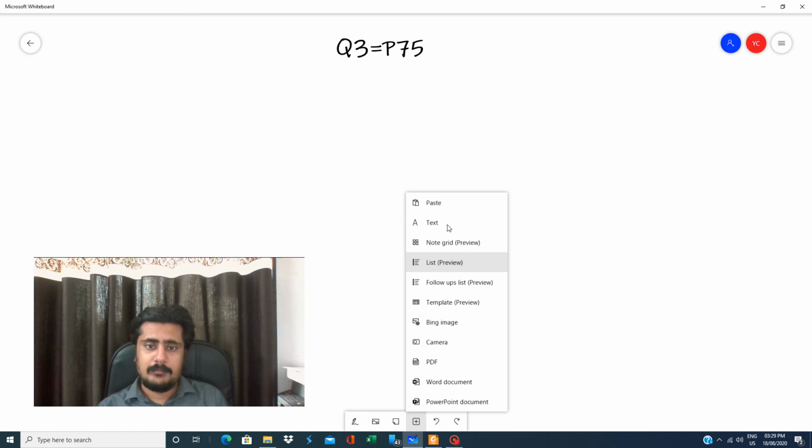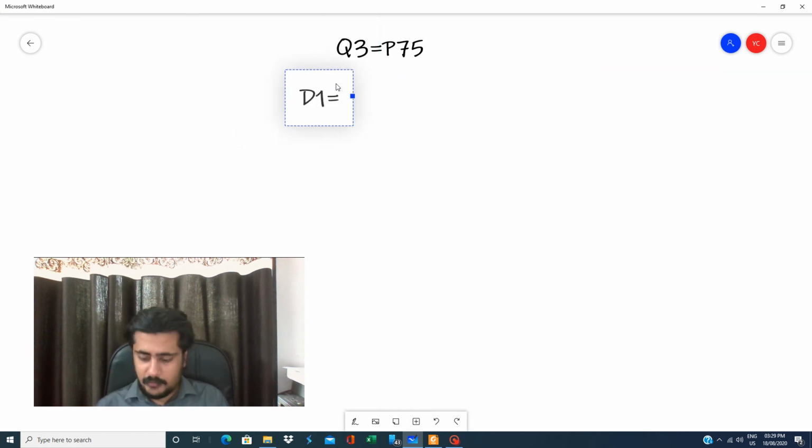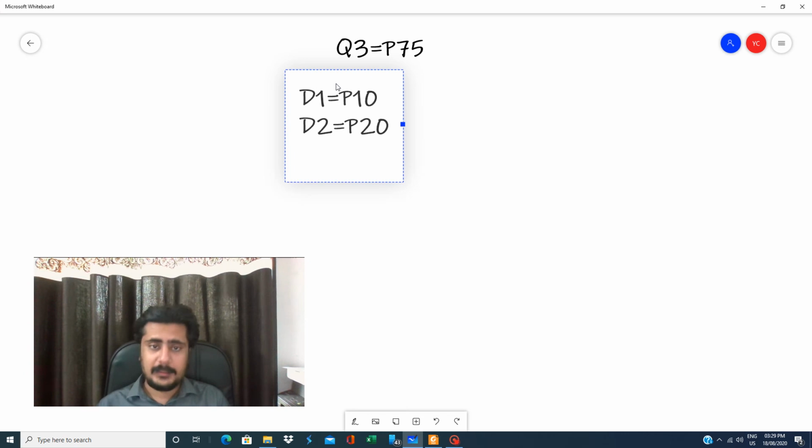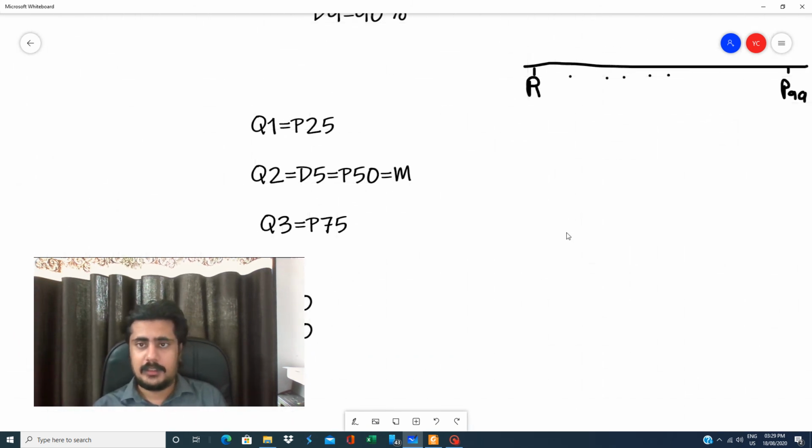The same way, D1 will always match with P10. D2 will match with P20. D3 will match with P30. D4 with P40, D5, I taught you, D6 with P60, D9 with P90. Okay, and it will go on. So this was the logic I was explaining to you.